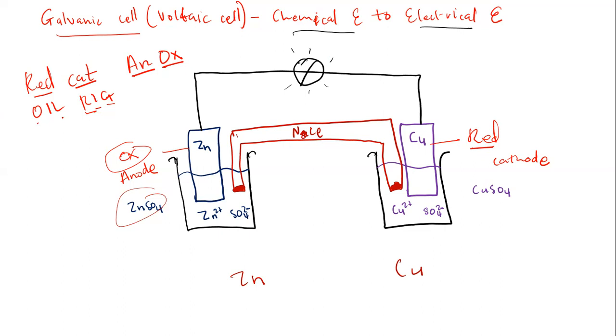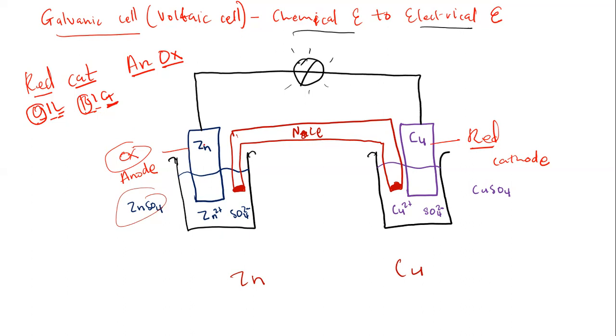Okay, so now I wanted to talk about the electrons. The movement of electrons, whether the electrons are going to move from zinc to copper or from copper to zinc, that's what we wanted to determine, right? So we're going to use OIL RIG to determine that. The one that undergoes reduction is going to gain the electrons, and the one that undergoes oxidation is most definitely going to lose the electrons.